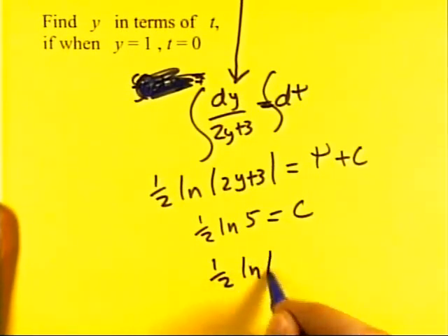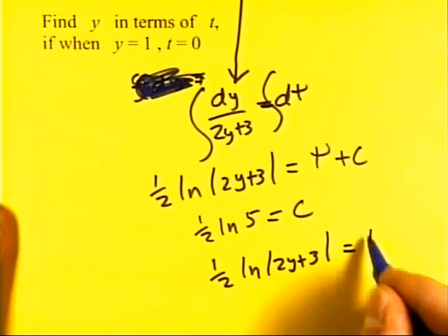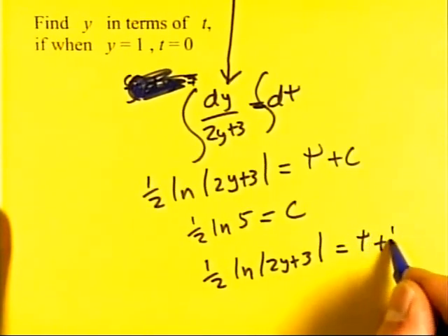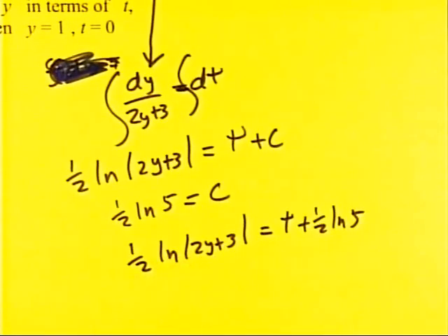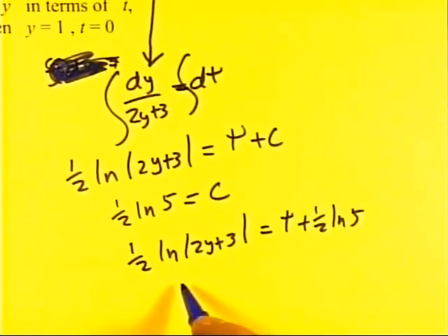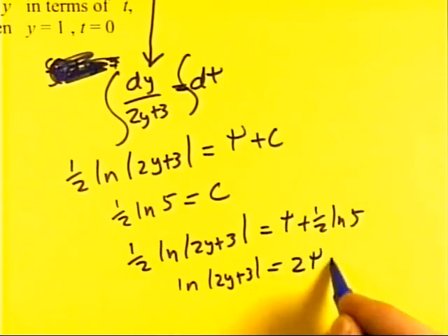So natural log of 5 is a number. So we have 1/2 natural log of 2y plus 3 equals t plus 1/2 natural log of 5. Now we've got to solve for y. Put the 1/2 on the other side, so multiply both sides by 2. That gives natural log of 2y plus 3 equals 2t plus natural log of 5.